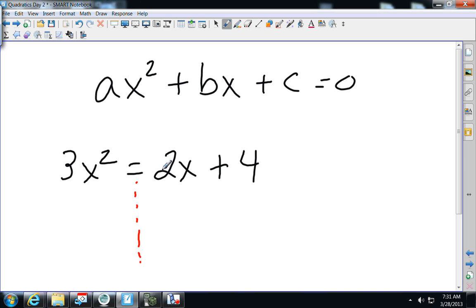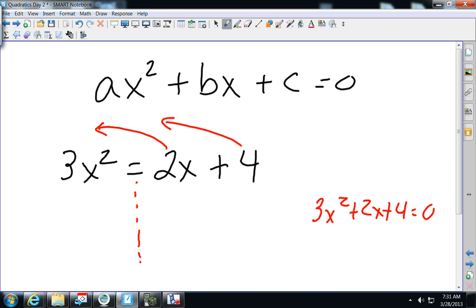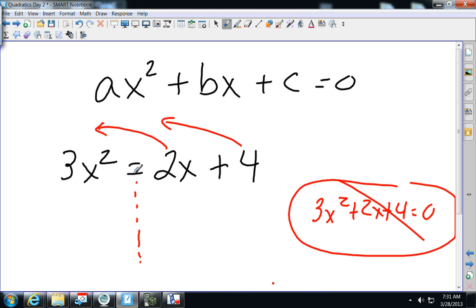So what I'm going to do is I need to get the 2x over there and the 4 over there. The biggest mistake is you guys just write it over there and put like 3x squared plus 2x plus 4 equals 0. You can't do that. You can't just put it all together. That's a big no-no. To move it to the other side, we need to subtract 2x from each side.